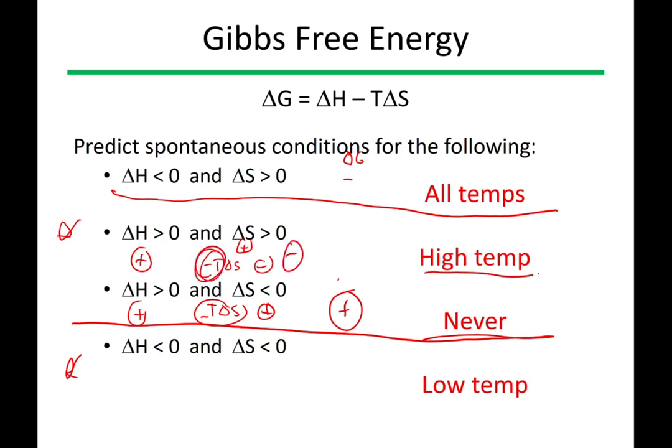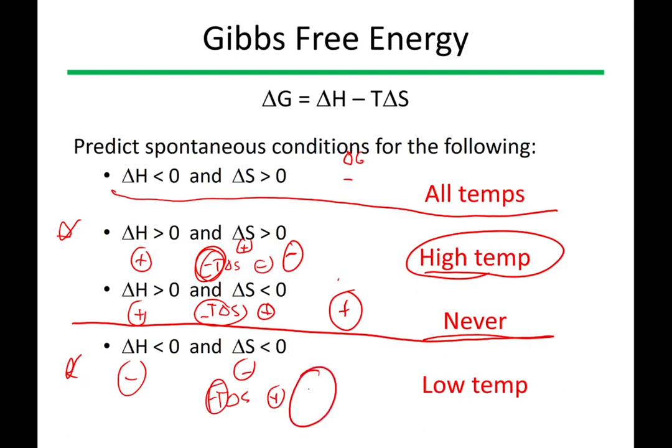And so this will be spontaneous at high temperatures. Likewise, if delta H is negative and delta S is negative, negative T delta S is a positive value. So if the temperature is very high, the second term is a bigger positive and it won't be spontaneous. So these are only spontaneous at low temperatures when this T delta S term is relatively small.